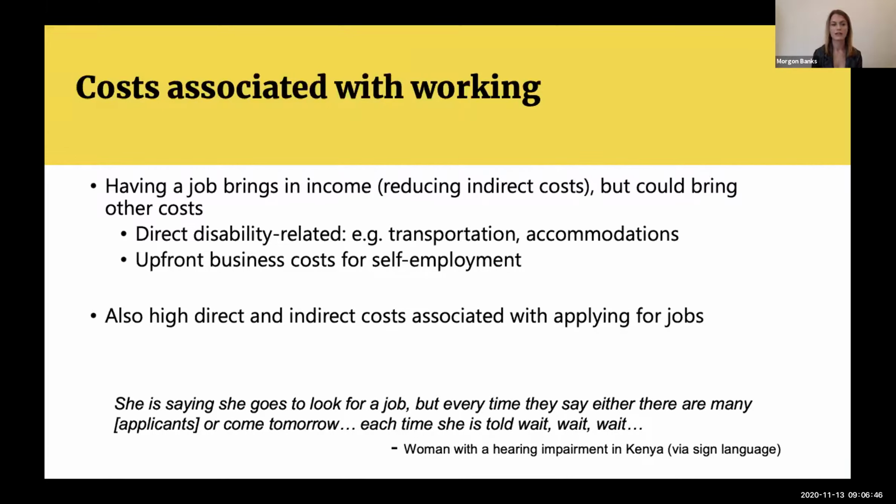Here we have a woman with a hearing impairment, speaking through a sign language interpreter, who explains that she goes to look for a job, but every time she's told they have many applicants and to come back. So it's quite high cost. She's traveling to these application points. She's spending her time and other household members' time in going for these jobs. So I think this is important to consider when looking at improving access to work for people with disabilities, that getting that job can carry costs, and holding the job.